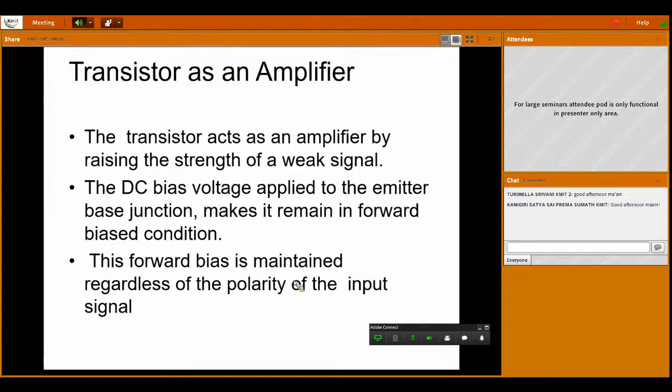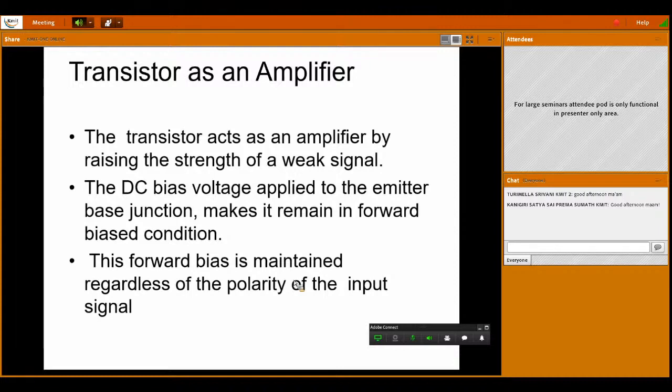A transistor can act like an amplifier if I apply a forward bias at the input junction and a reverse bias at the output junction. Then only your transistor is operated in the active region or linear region. If the transistor is operated in the linear region, then the transistor can act like an amplifier. Now, what is the need of an amplifier? That we are going to discuss now.